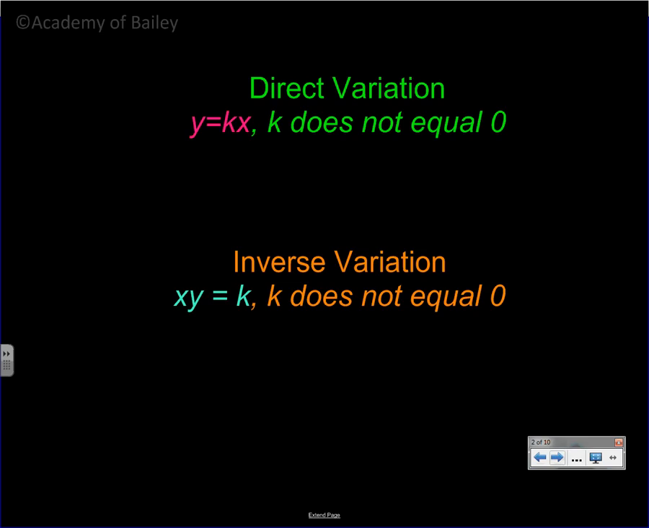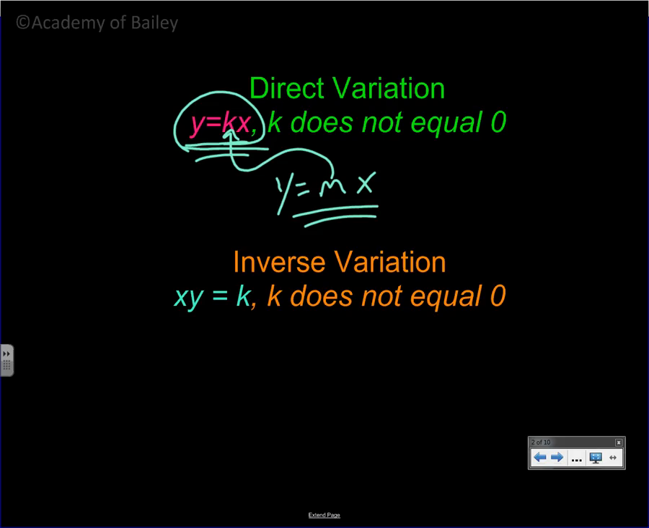If we look at direct variation, here's the equation y equals kx, and k does not equal 0. You've worked with direct variation before. Sometimes you'll work with equations like y equals mx plus b, but we sometimes have problems where b is equal to 0, so instead of having plus 0, we just cancel it out. Therefore, these two equations will be the same, and the slope is going to be k.